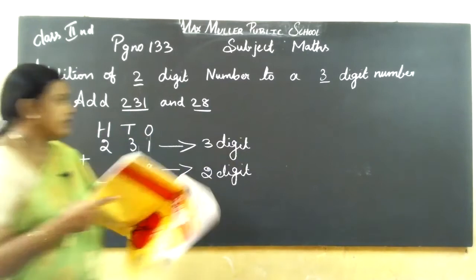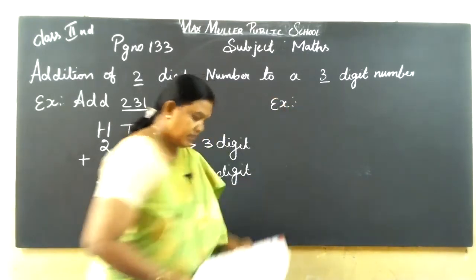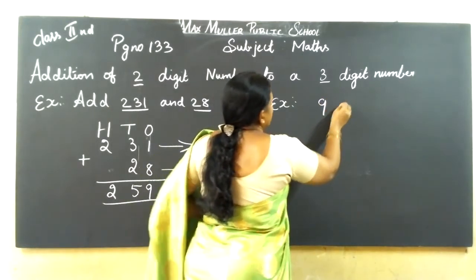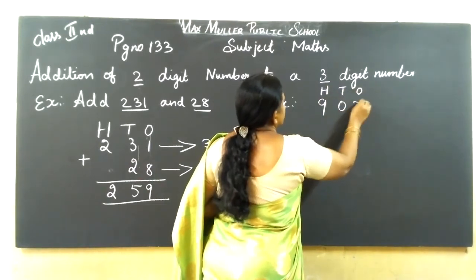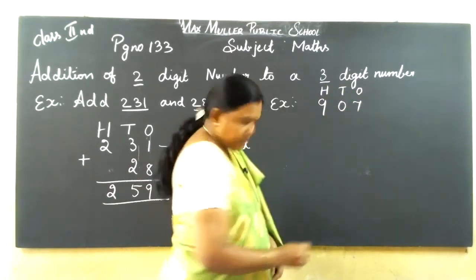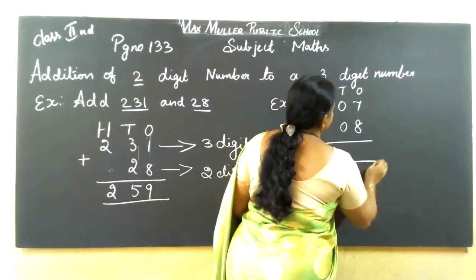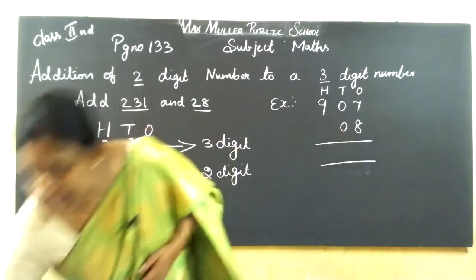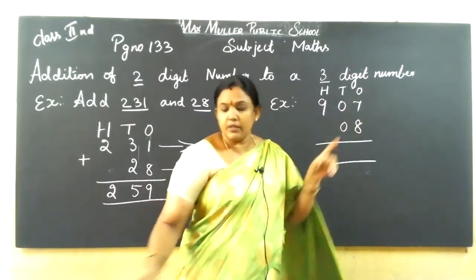Another one example we will do. See, 907 plus 8. See, which one is the bigger number here? 8. 8 is the bigger number, no, children. So 8, you keep it in the mind, 7 in the finger.